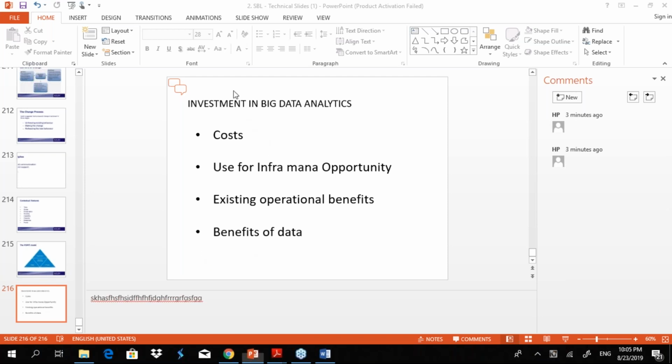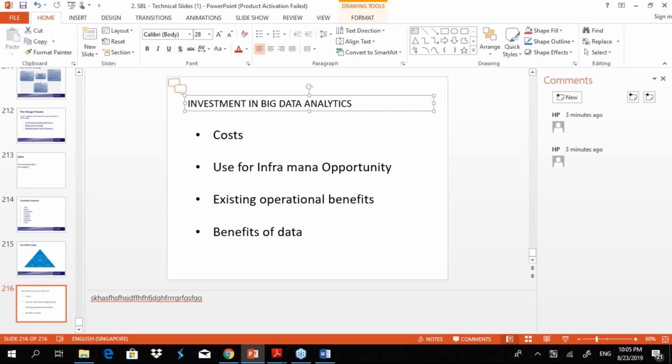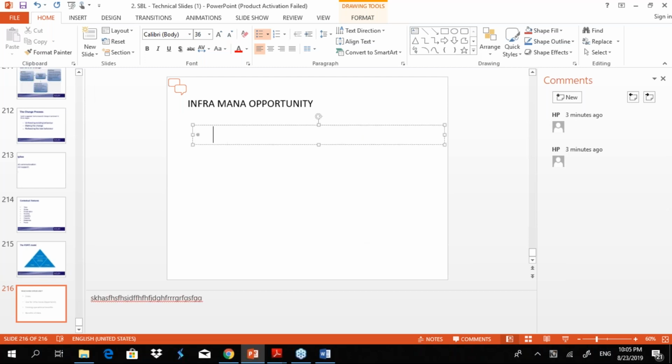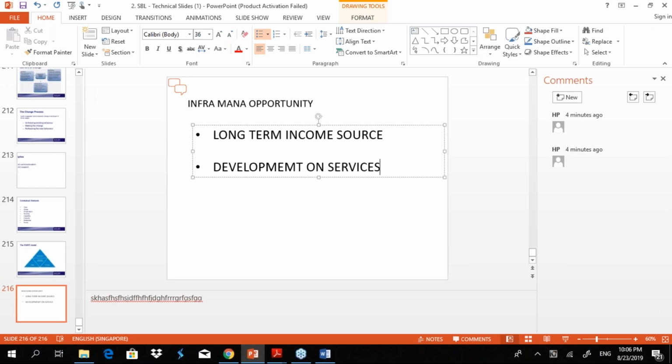Right, then the second slide needs to be about the infrastructure management opportunity. So that can be your heading. Infrastructure management opportunity. So your key points could be it's another income source, right? You can say long-term income source. Right, also further development on services.